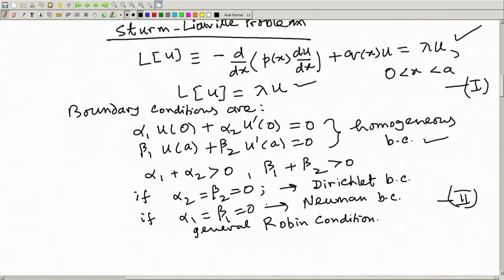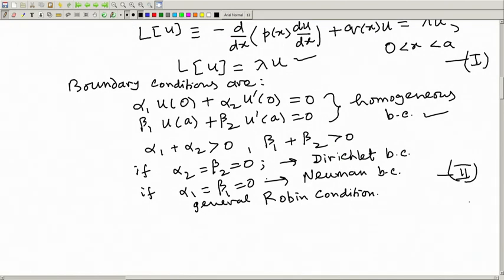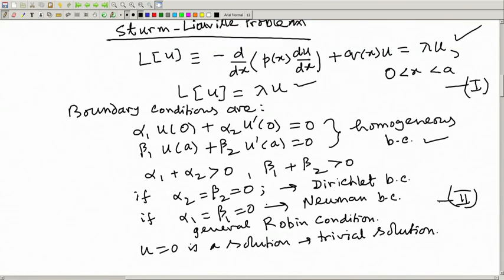So, u equal to 0 is a solution, and we call this solution the trivial solution. So, basically what we are looking for now is how to find a non-trivial solution for this kind of problem. That means, to find u not equal to 0, a non-trivial solution.